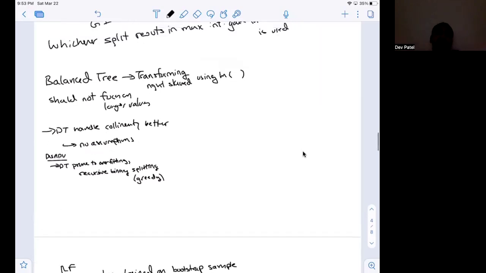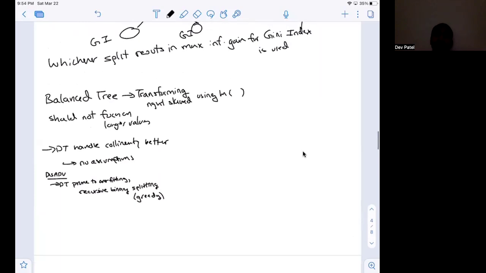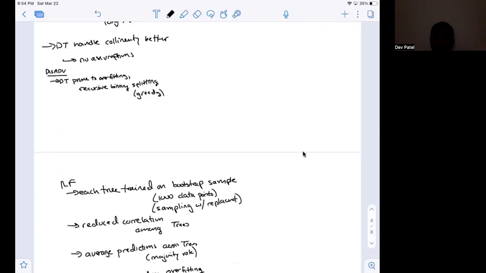One of the disadvantages of decision trees is that they are very prone to overfitting, especially if you don't provide a stopping criterion for the number of terminal nodes, or if you let the tree grow for a very long period of time. Now, one of the ways to combat that is by using random forest, which is an ensemble of decision trees where each tree is trained on a bootstrap sample.